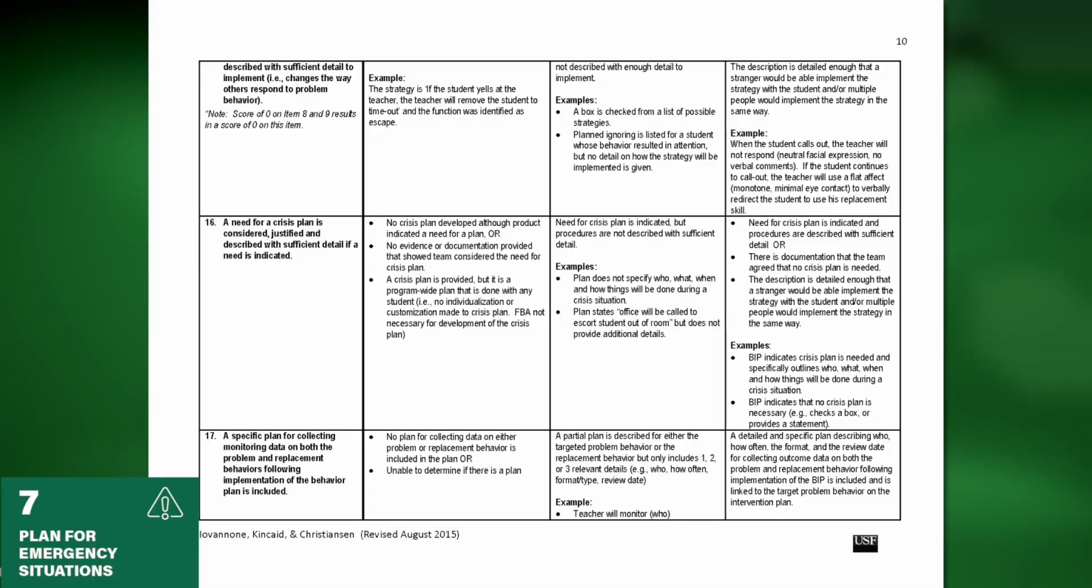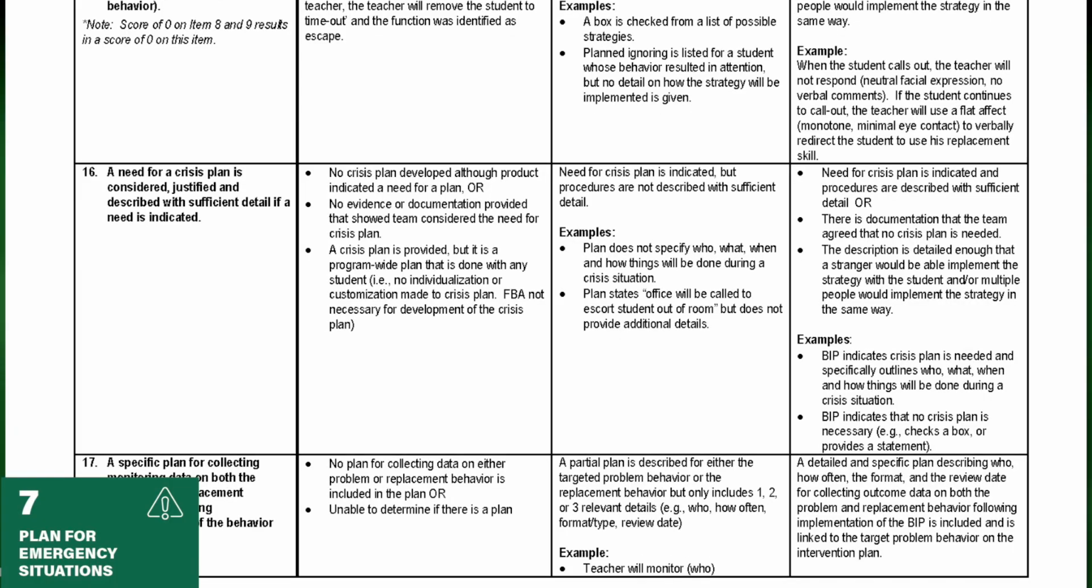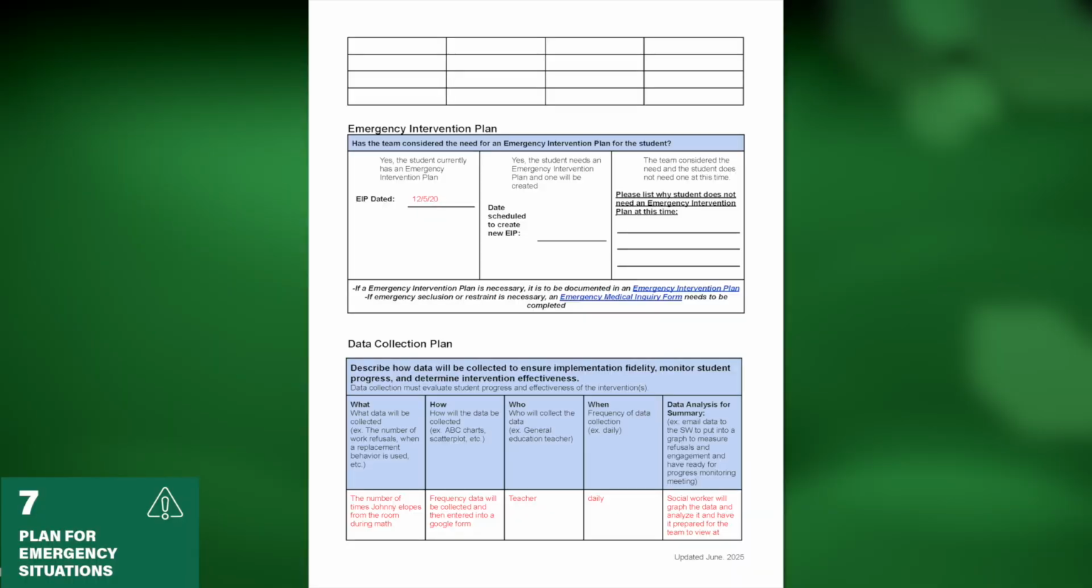The next step in our behavior intervention plan is the emergency intervention plan. This correlates with section number 16 on the TATE. A need for a crisis plan is considered justified and described with sufficient detail if a need is indicated. So if you have a student that you've had to seclude or restrain, we would highly recommend that you write an emergency intervention plan, also known as an EIP, if you don't have one already in place.